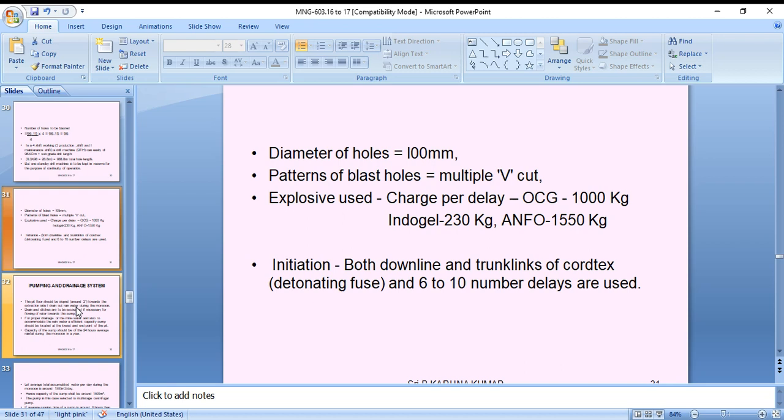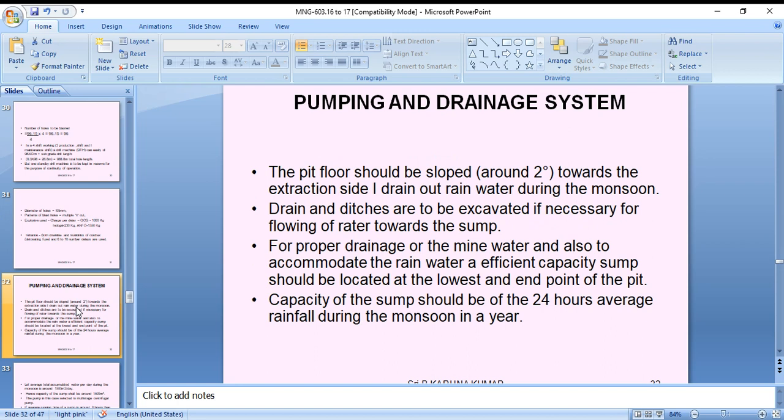So the pumping and drainage system is also one part. The pit floor should be sloped towards the extraction side so as to drain out water during the monsoon. Drains and ditches are to be excavated if necessary for flowing later towards the sump for proper drainage of the mine water, and also to accommodate the rainwater. An efficient capacity sump should be located at the lowest end point of the pit. Sump capacity should be based on the 24 hours average rainfall during the monsoon in a year.